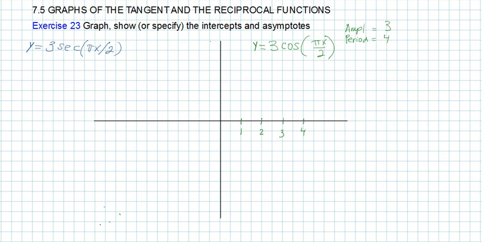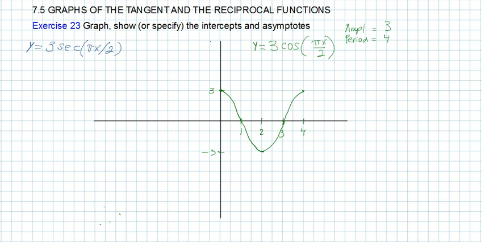So the cosine positive starts at the amplitude. So the amplitude is 3. So we put a 3 right there and a negative 3 right there. So the cosine starts at the amplitude. Then do my first quarter, goes to the amplitude. Second quarter goes back to the x-intercept. Third quarter. And finally we end up right there at the end. Okay, that's your cosine function.